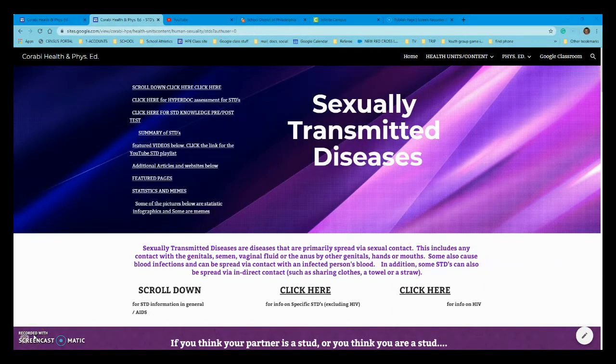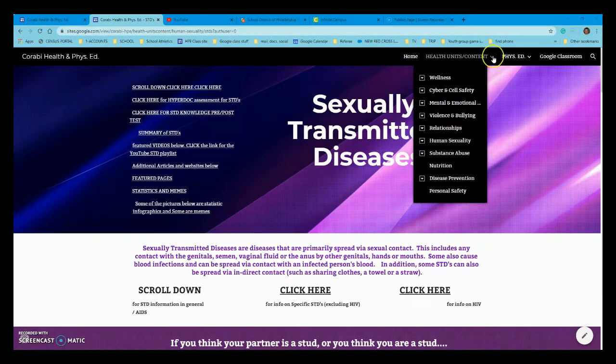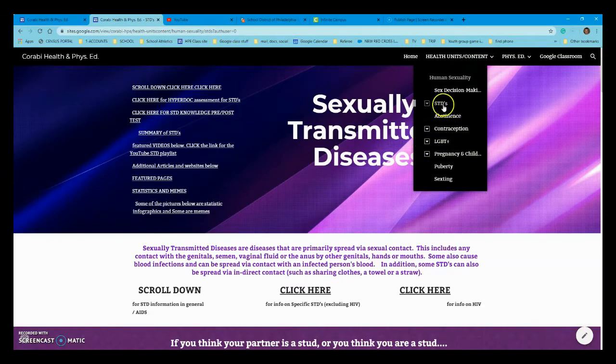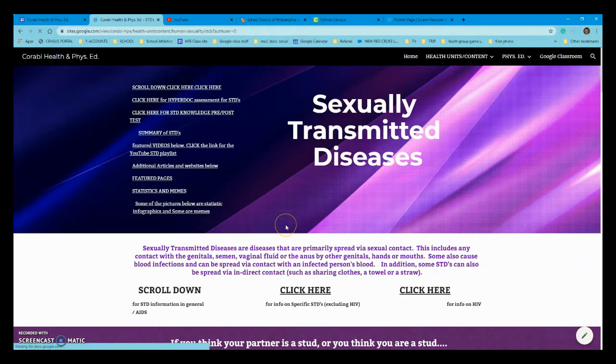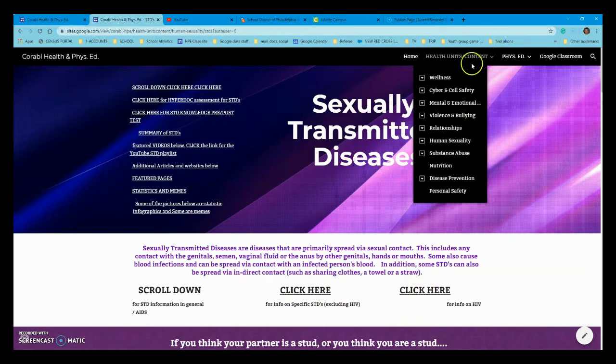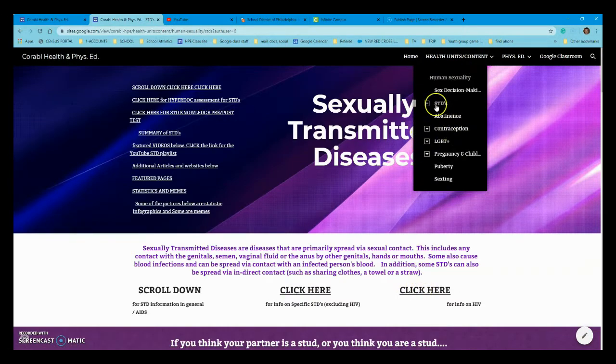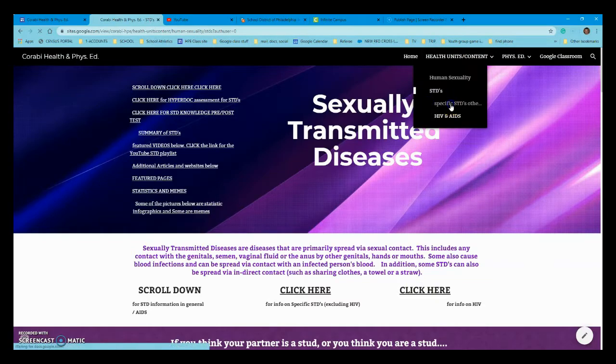Okay, and if you want to get additional information concerning sexually transmitted diseases, then you can just go up to the units, click the human sexuality page. This is the STD page that we're on right now. There's two ways to do this. You can click here to go to specific STDs, or you can click here specifically about HIV. You can also use the menu, so I'm going to choose to use the menu.